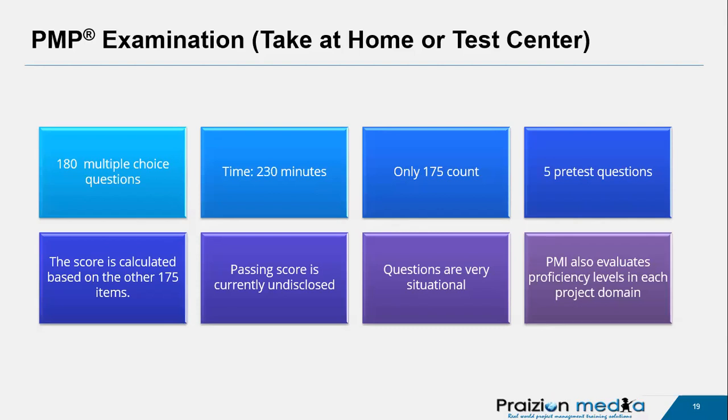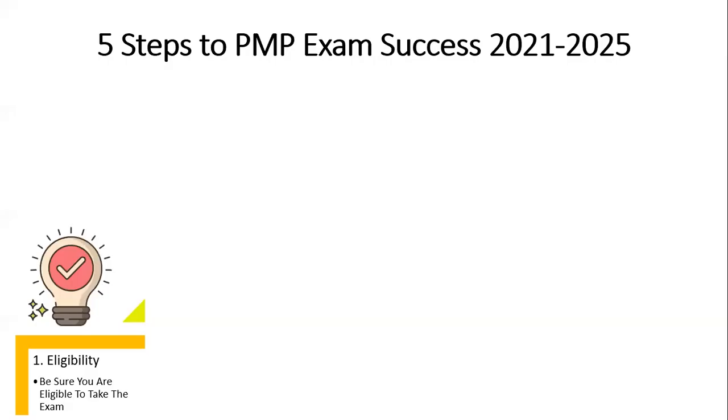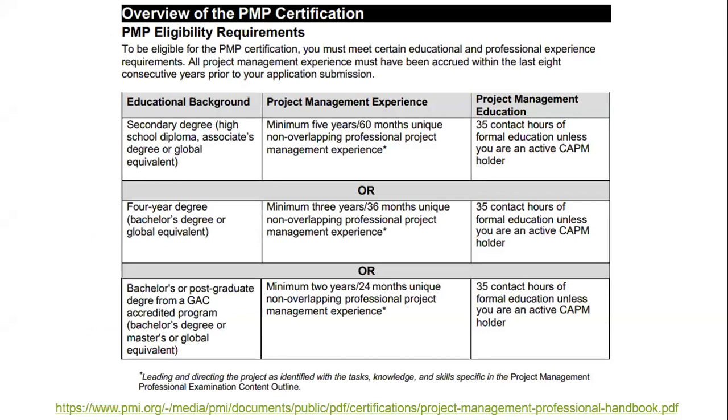So, what are the steps to getting certified as a PMP? There are 5 broad steps to getting certified. And the very first one is this: eligibility. Be sure you are eligible to take the exam. How do you know you're eligible to take the exam? Take a look at the eligibility criteria.